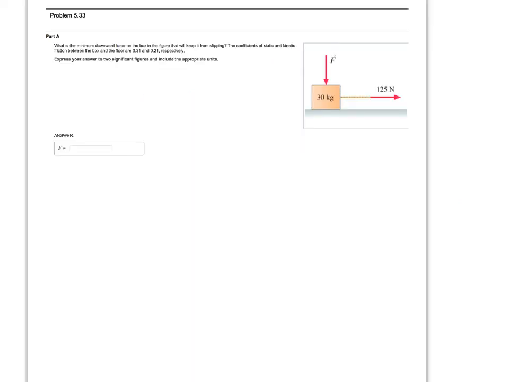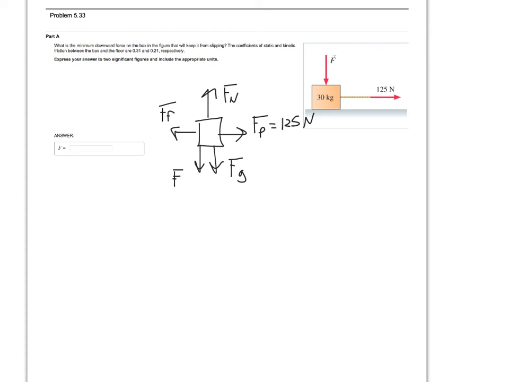For this one, I want to find the minimum downward force that we need to apply to this box to keep it at rest when it's pulled to the right with a force of 125 newtons. Starting with my free body diagram here, I have the normal force going up. We have the force of gravity going down. We also have this pushing force, F, going down. It's being pulled to the right with 125 newtons of force, as shown in the diagram, and we have a force of friction going back to the left.